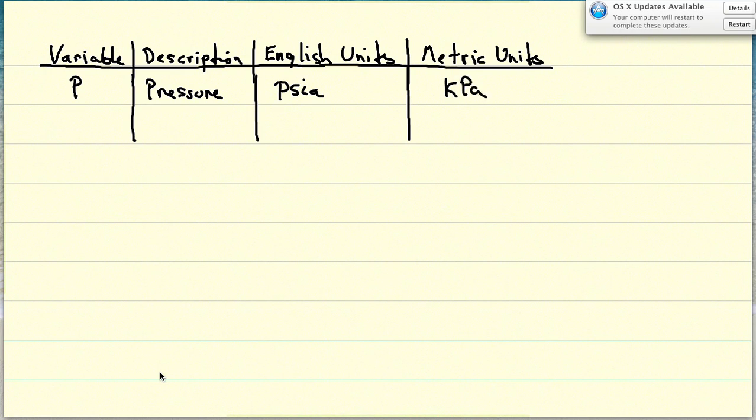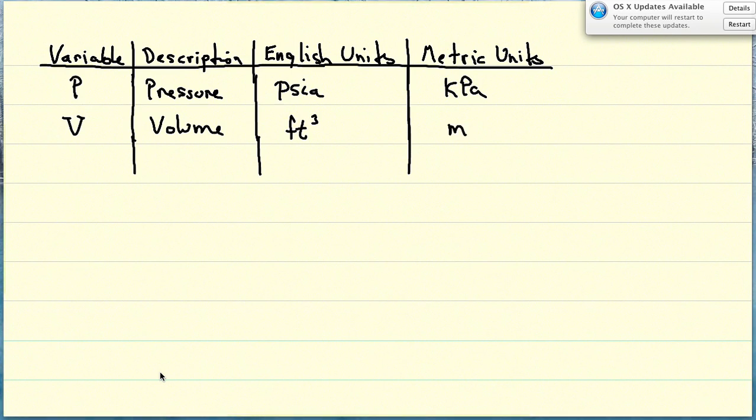If you have pressure in either PSIA or kPa, and you follow these other units that I'll prescribe, then you'll never go wrong when using the ideal gas equation. The next variable of interest is volume. This is the total volume, not the specific volume, but we will write the ideal gas equation in terms of specific volume in just a moment. The units will be cubic feet for English, and cubic meter for metric.